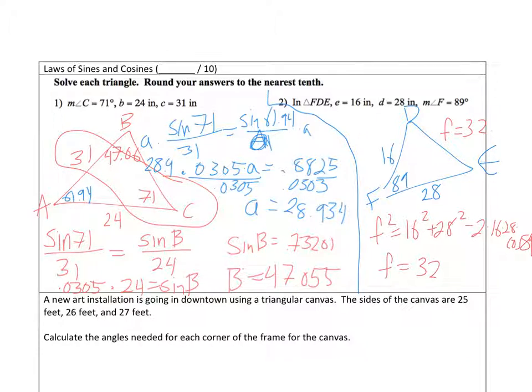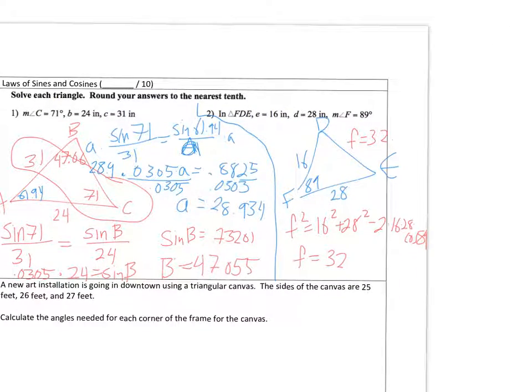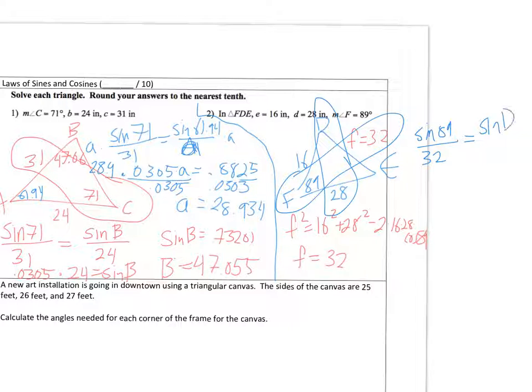I've got to find at least one more angle before I can do much of anything with this. And for that, we're probably going to use law of sines, just because it's a little bit easier to work with to find angles. And I might find, I don't know, D using F as a pair. So sine of 89 over 32 is equal to sine of D over 28.